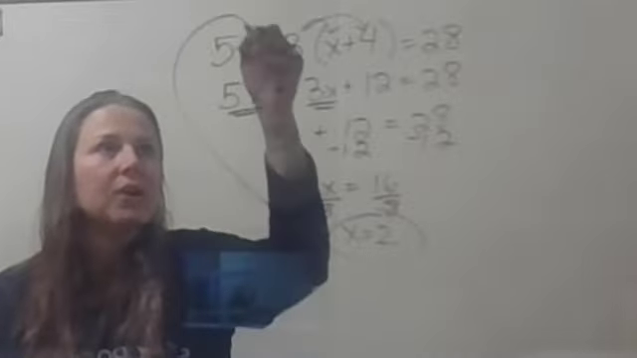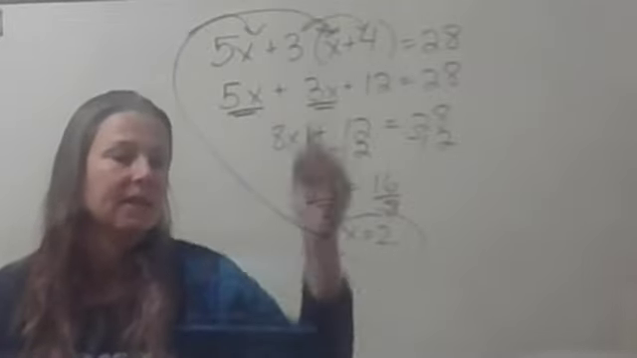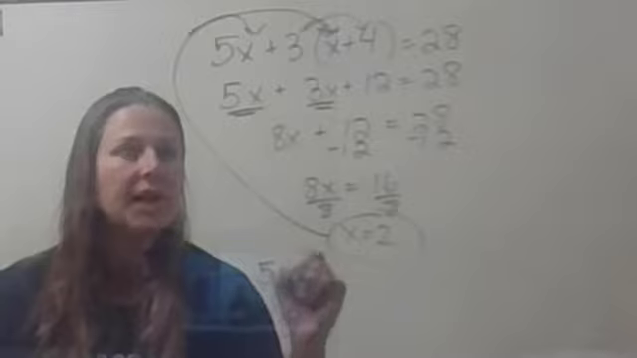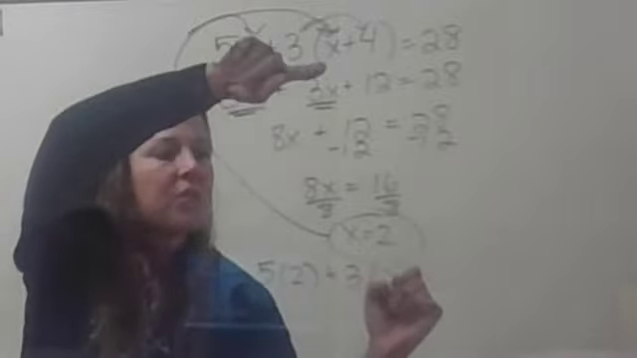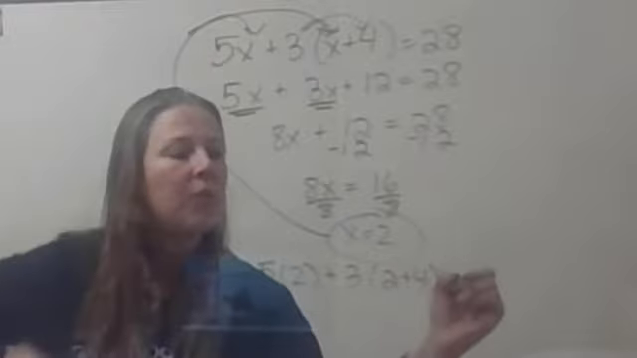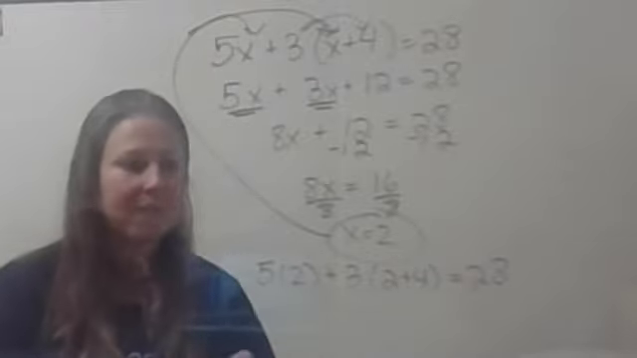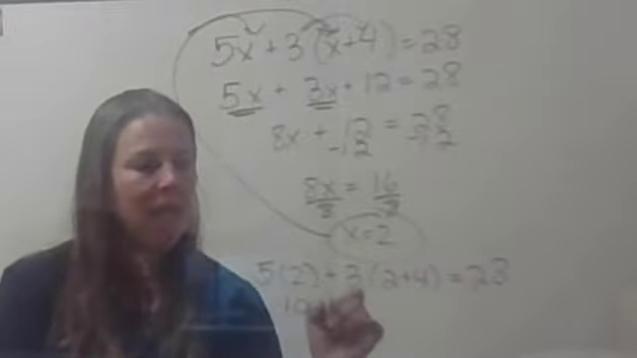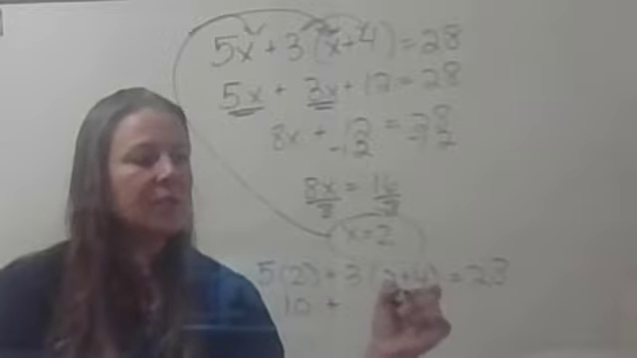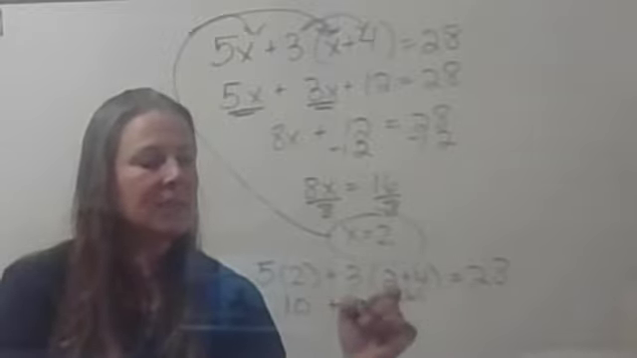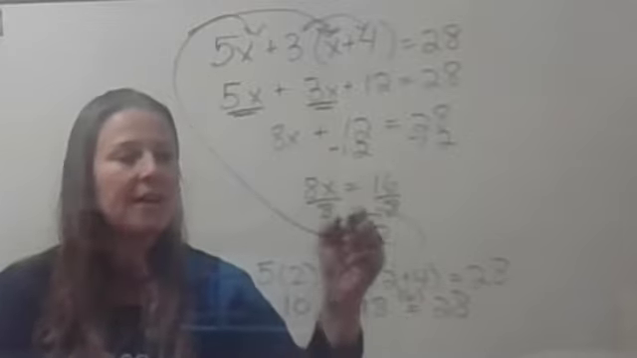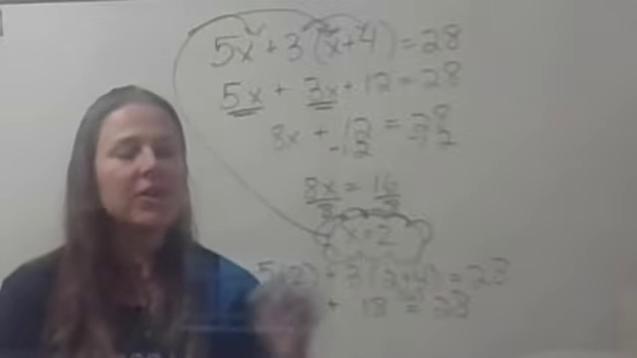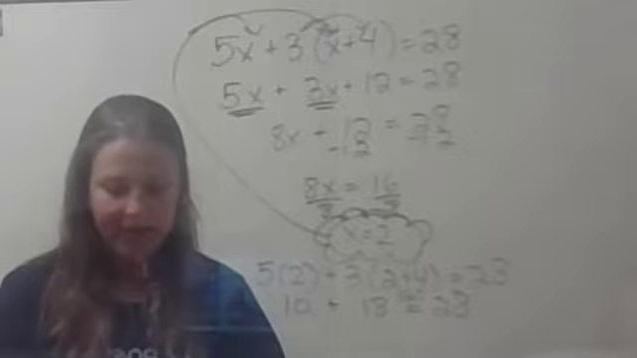This time we're going to plug 2 into both of these x's. So it's 5 times 2 plus 3 times 2 plus 4 equal to 28? Well, that's a good question. 5 times 2 is 10. 2 plus 4 is 6, and 6 times 3 is 18. So is 10 plus 18 equal to 28? You can do an internal celebration knowing that that answer is correct.